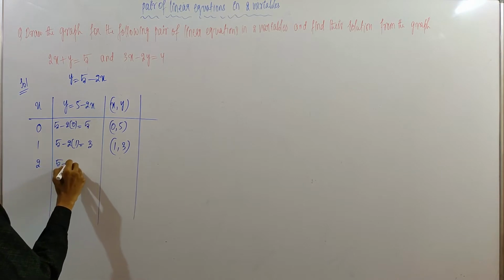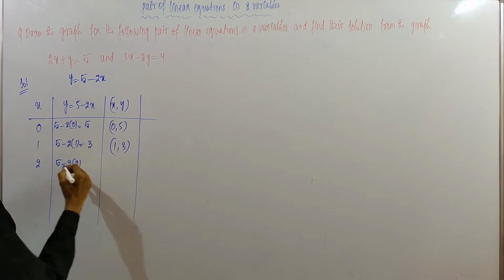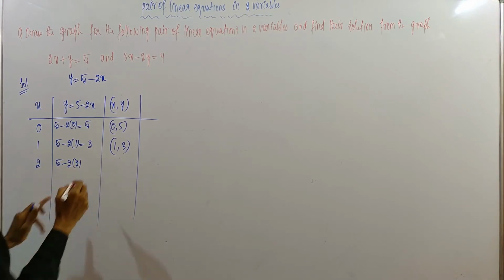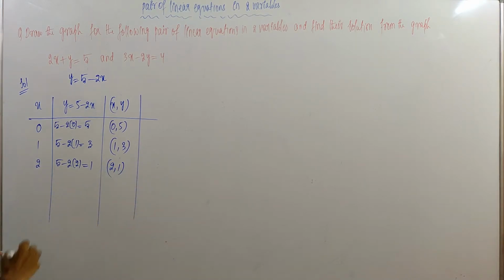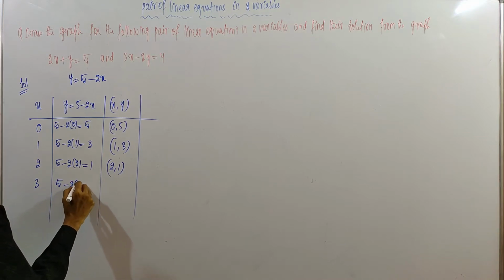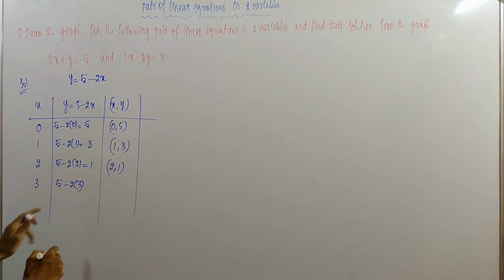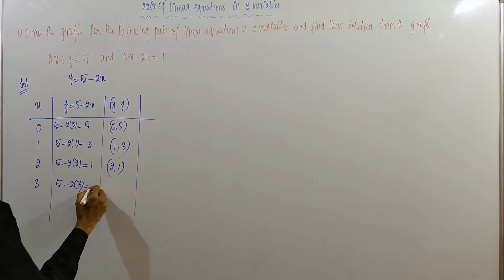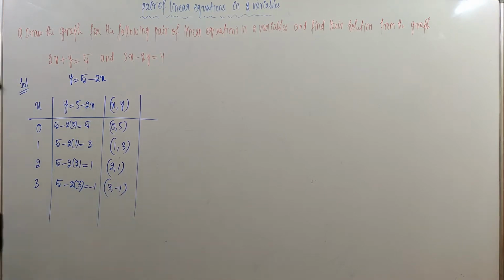Let us increase the value of x to 2. Now this will become 5 minus 2 into x. The x value is 2, so put 2 here. 2 twos are 4. 5 minus 4 we have 1. So we have 2 comma 1. Now take the x value as 3. So we have 5 minus 2 into x, the x value is 3. So 2 threes are 6. 5 minus 6 we have minus 1. So we have 3 comma minus 1. These are certain values of ordered pairs.